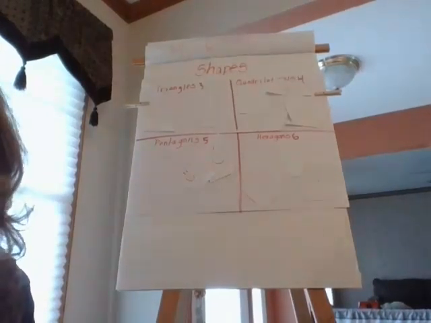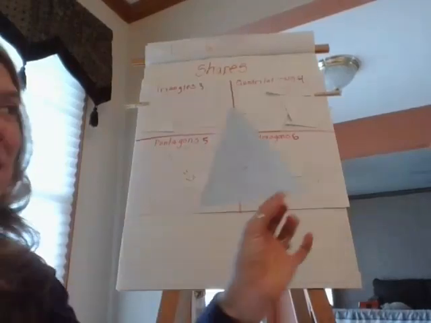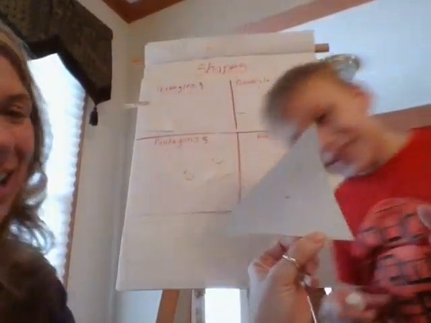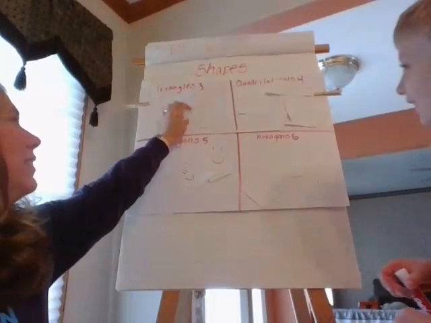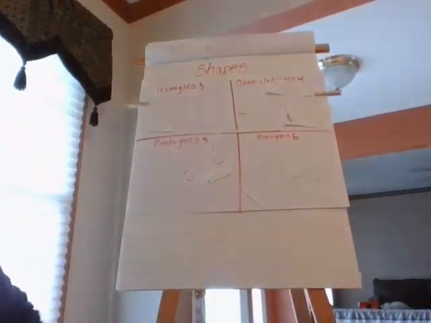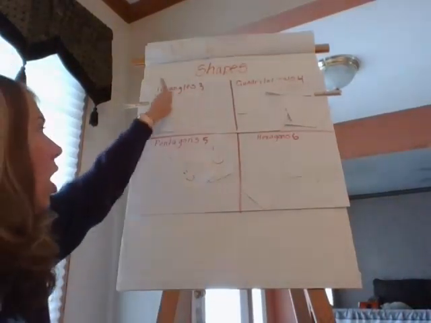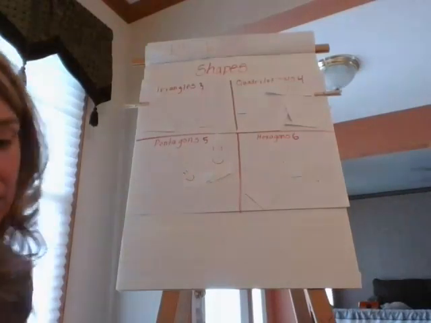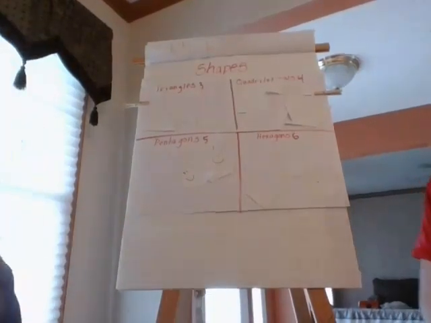Next one. This is the easy peasy lemon squeezy triangle. That's actually called an isosceles triangle because all sides are the same length, if you're curious.